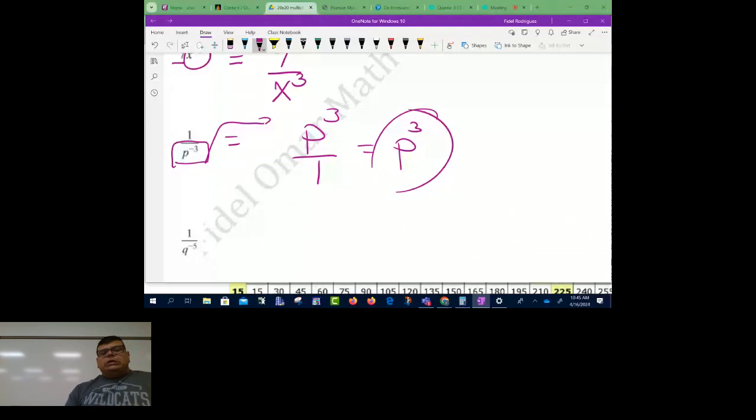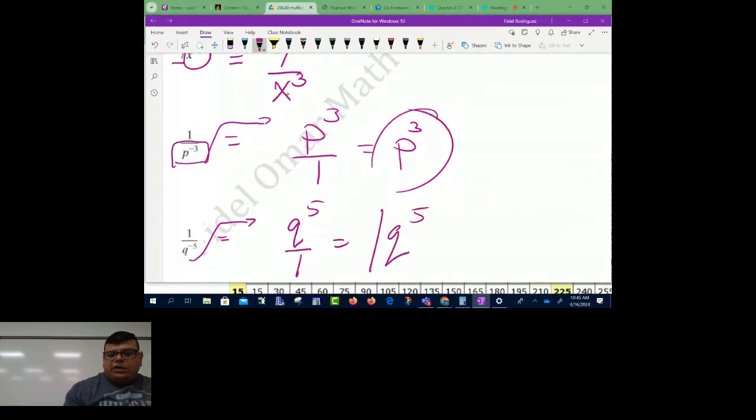So the name of the game here, y'all, is if I have a negative exponent, I'm going to ask myself, where is it in regards to a fraction? Is it on the top? If it's on the top, I'm going to move it to the bottom. My exponent becomes positive. If it's on the bottom, then I'm going to move it upstairs. So again, y'all, same thing here. I'm going to move this guy up to the top, q to the 5 over 1. But again, if it's over 1, y'all, we can just write q to the 5th.